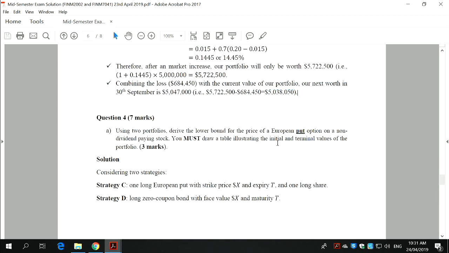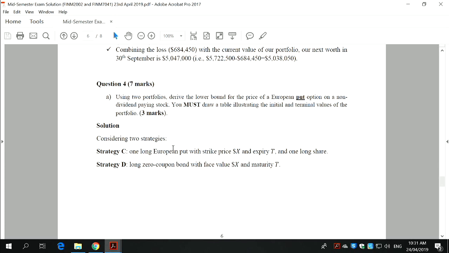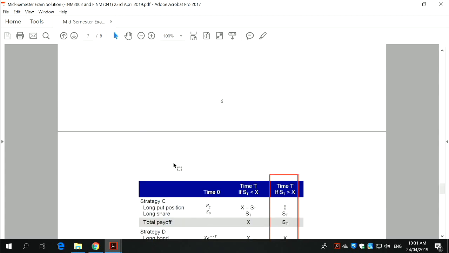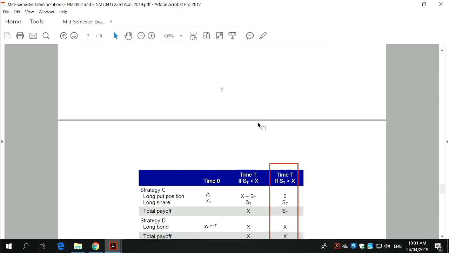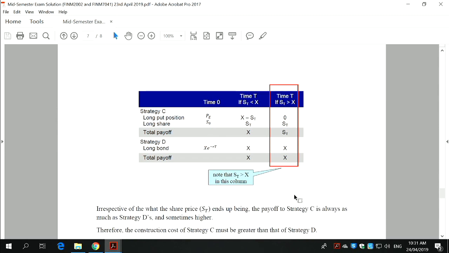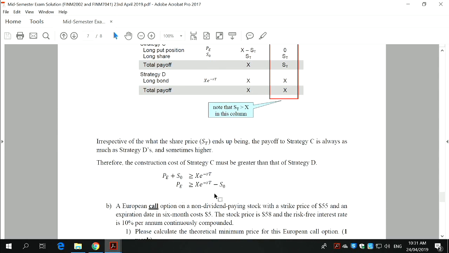Okay, question number 4 is very easy because the first part of question number 4 is literally just taken out from your week 4 lecture slide, right? It is exactly the same, so I will not go through this question. All right, so if you want to know the solution, go back to your lecture 4 notes. Basically, you set up 2 portfolios, and you compare 2 cash flows, and then you establish the lower bound for this European put option. Okay? So everybody should get full marks on part 1.